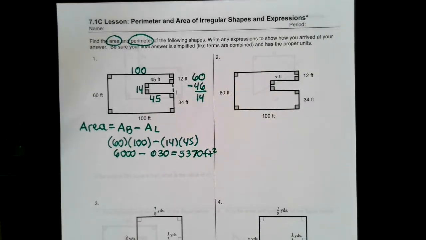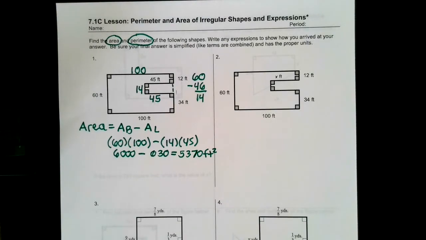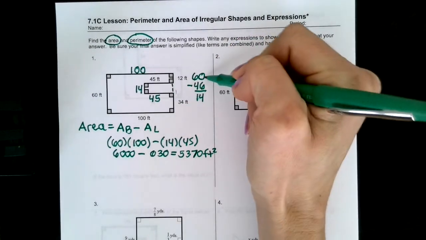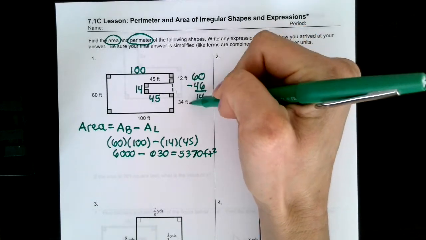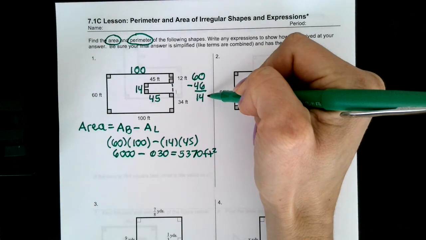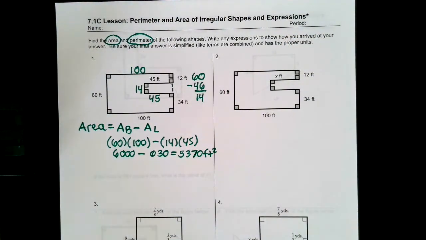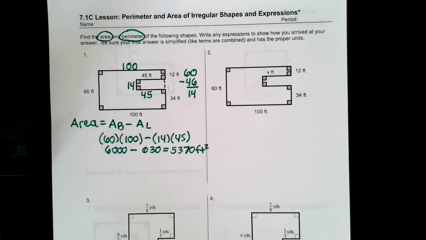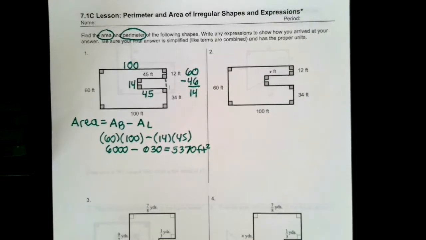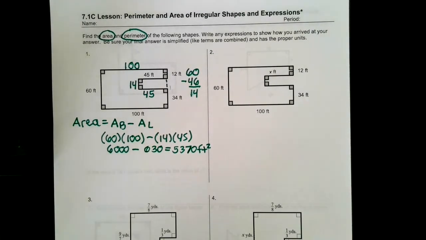One of the missing measurements that I had to find was the length of 14. The way I found this is by looking at the entire length as 60, and I subtracted from it 12 plus 34, which is a total of 46. That's how I got the 14 for that missing measurement right there. So I have 6,000 minus 630 is 5,370 feet squared. So now that we're all caught up, let's find the perimeter.